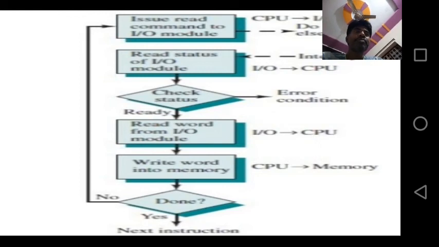Next comes check the status, verify the error condition. If it is ready, then read the word from IO module. So the IO interface will send the word to the CPU. Write the word into memory. CPU, meaning the processor, writes the data into memory. If it is done, okay. If it is not done, repeat the same process.